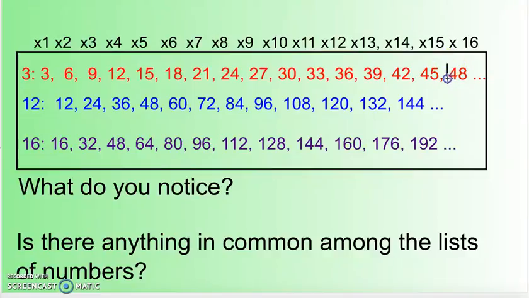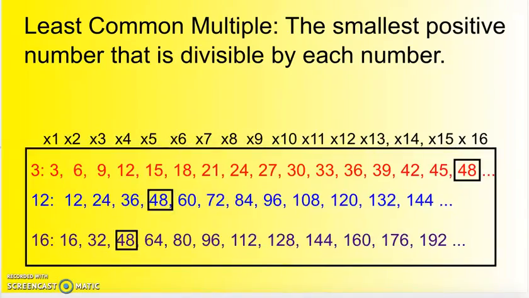You are absolutely right. The number 48. Do you notice that 48 is a multiple of all 3? And what that says is that 48 is divisible by all three of them. 48 divided by 3 is 16. 48 divided by 12 is 4. And 48 divided by 16 is 3. So 48 is divisible by all three of those numbers. That is called least common multiple.